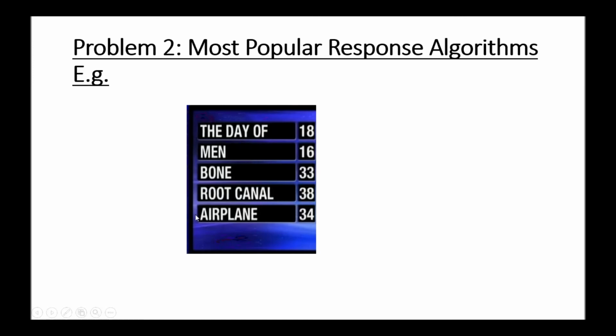So here's the results of Fast Money. Each of these 5 answers was a different question. So, for example, the day of, 18 people gave that response, so this person got 18 points. Men, 16 people gave that response, so 16 points were given. So when I look at these, I want to know, without any other information, does one of these have to be the number 1 answer? Well, the answer to that question is no, because none of them are large enough. Remember, it doesn't matter what the questions are here, it just matters how many people said it.